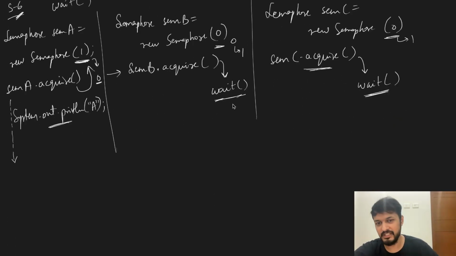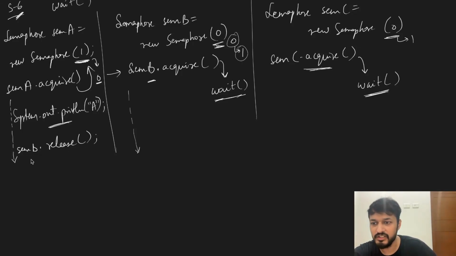Now how will thread B go from wait to running state? Let's see. What is thread B doing? Thread B is waiting on someone to release a permit on semaphore B so that the count of the semaphore goes from 0 to 1. Post that, the CPU allows thread B to acquire the semaphore and then proceed ahead and execute instructions. Right? This is what thread B is waiting on. Let's go ahead and release a permit on semaphore B. So what will thread A do? Thread A will go ahead and release a permit on semaphore B.